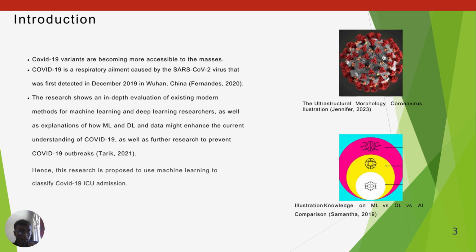getting an outbreak of COVID-19. Below the image of the coronavirus, you can see an illustration of machine learning, deep learning, and also AI. The research shows an in-depth evaluation of existing modern methods for machine learning and deep learning researchers, as well as an explanation of how machine learning and deep learning can be enhanced in the future for understanding COVID-19 and also preventing the outbreak itself. The purpose of this research is to use machine learning to classify COVID-19 ICU admission.